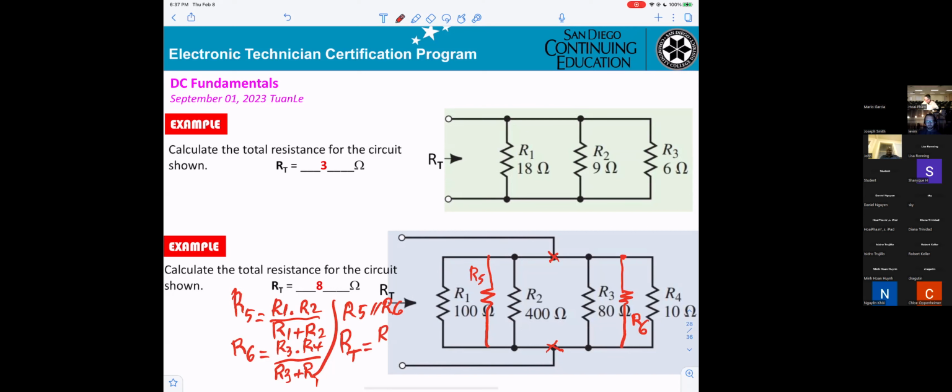equal R5 times R6 divided by R5 plus R6.